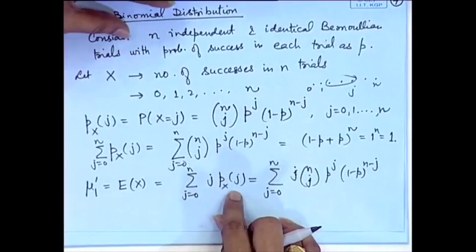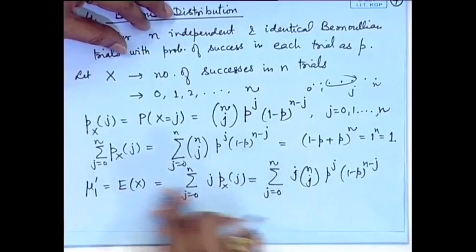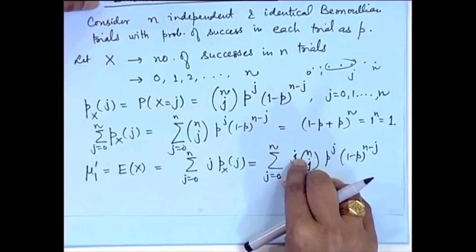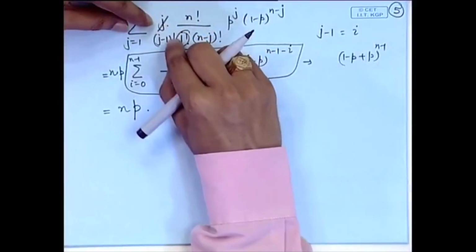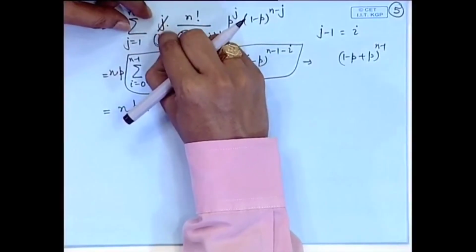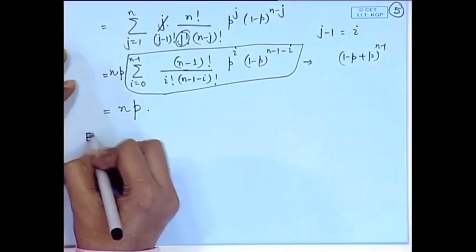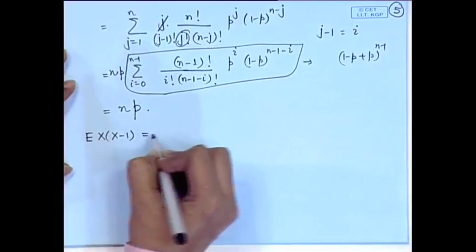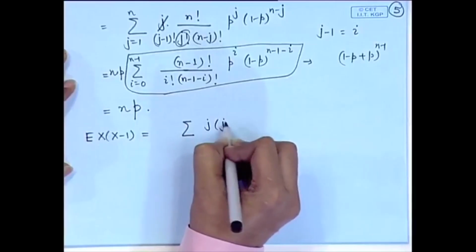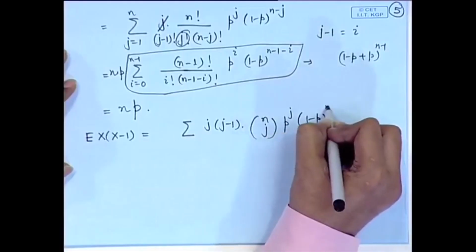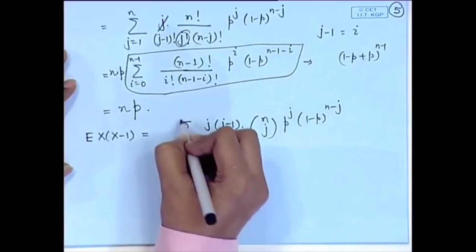Now, this particular way of deriving the moment of a binomial distribution suggests that if we want to look at, say, mu 2 prime, then here I will get j square. Now, in this particular expansion one j was cancelled. So, if I have j square, another j cannot be cancelled. Therefore, it may be beneficial to consider factorial moments. So, we may consider, say, expectation of X into X minus 1, that will be equal to sigma j into (j minus 1) nCj p to the power j (1 minus p) to the power n minus j, j equal to 0 to n.